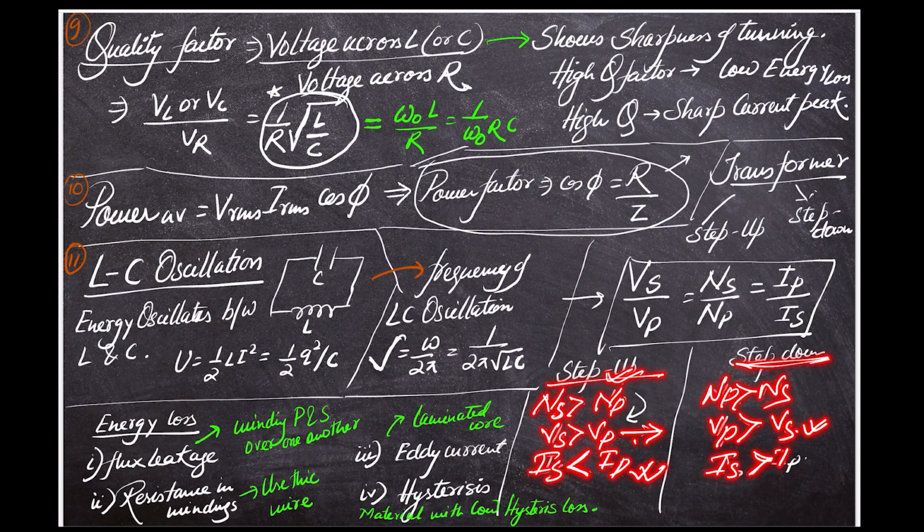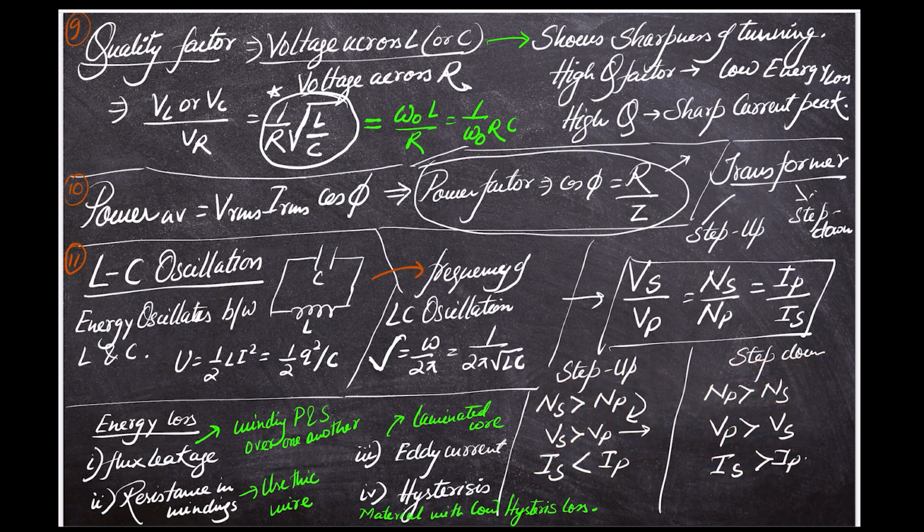Current in secondary will be more than current in primary. That's it. Now, what are the energy losses? We have 4 different types of energy losses. Flux leakage: how can we correct it? By winding the primary and secondary coil over one another.